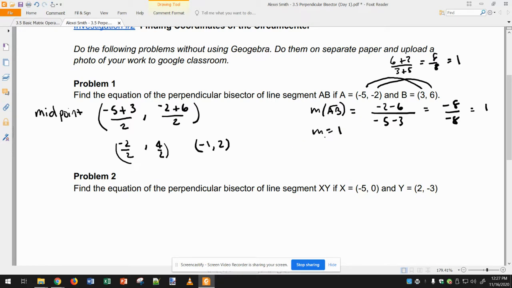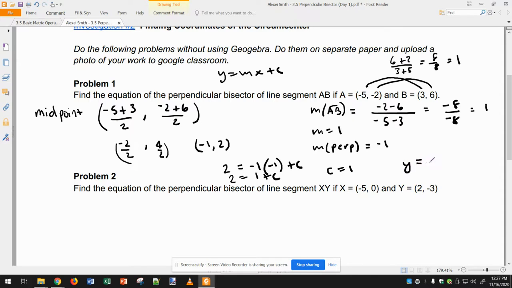So that's the slope of the segment, but I need the slope of the perpendicular, which would be the opposite reciprocal, so this would just be negative 1. Okay, so now I plug into my equation, y equals mx plus c. So y is 2, slope is negative 1, x is negative 1 plus c, so I get 2 equals 1 plus c, so c has to be 1. So my equation would be y equals negative x plus 1.